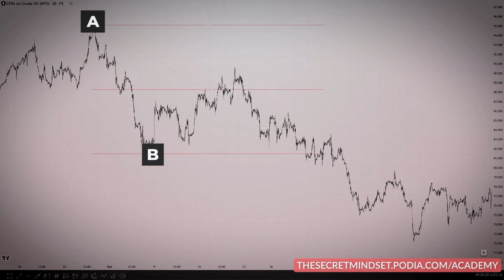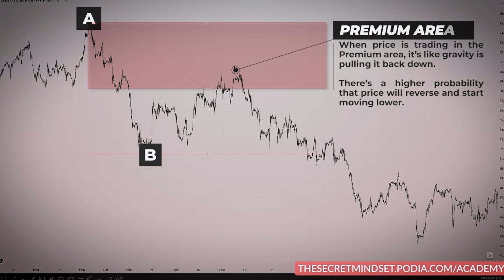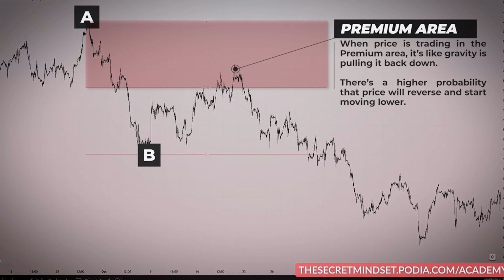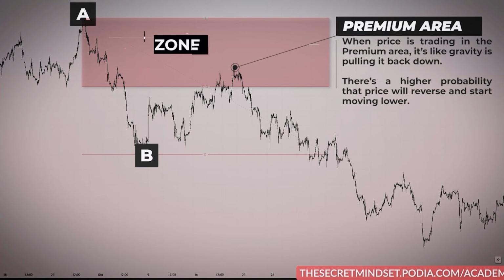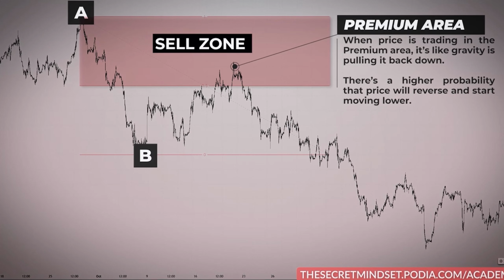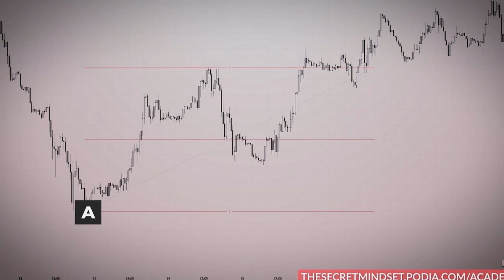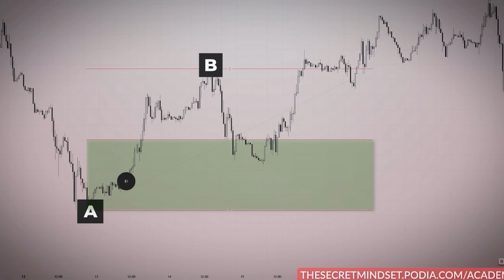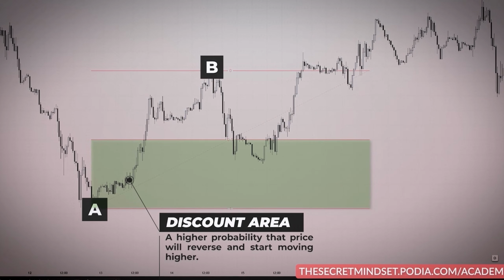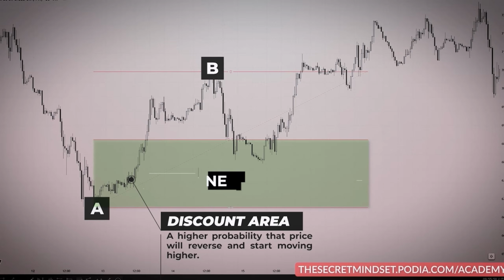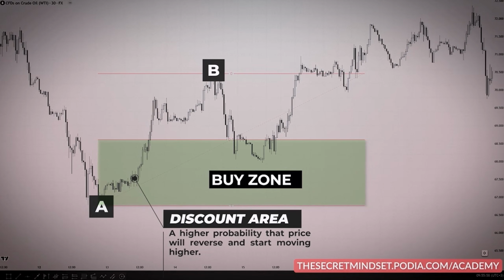When price is trading in the premium area, it's like gravity is pulling it back down. There's a higher probability that price will reverse and start moving lower. This means that selling in the premium area has a higher probability of success. When price is trading in the discount area, there's a higher probability that price will reverse and start moving higher. This means that buying in the discount area has a higher probability of success.